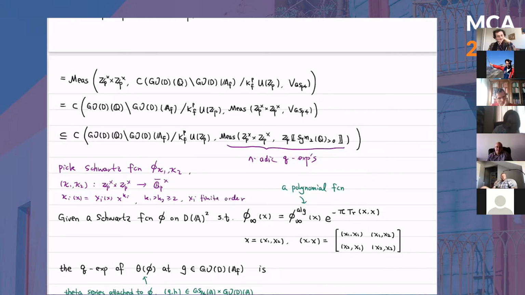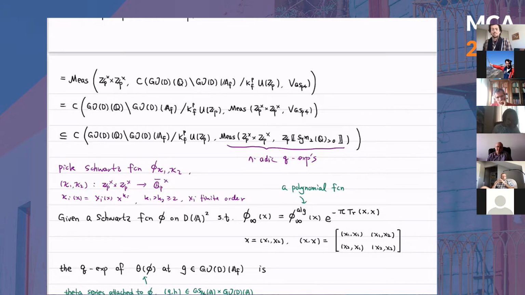So we're going to pick suitable Schwartz functions and interpolate the corresponding q-expansions of the theta series. Since we want to interpolate the q-expansions, let's first see what the formulas for the q-expansions of theta series are in terms of the Schwartz functions. And actually, they're relatively easy, I mean, easy for p-adic interpolation.